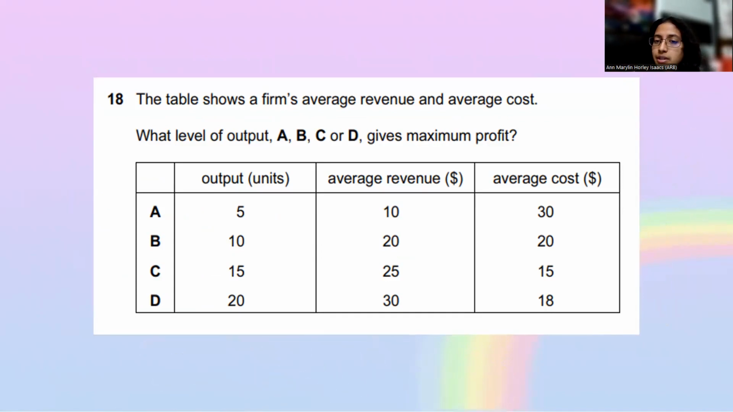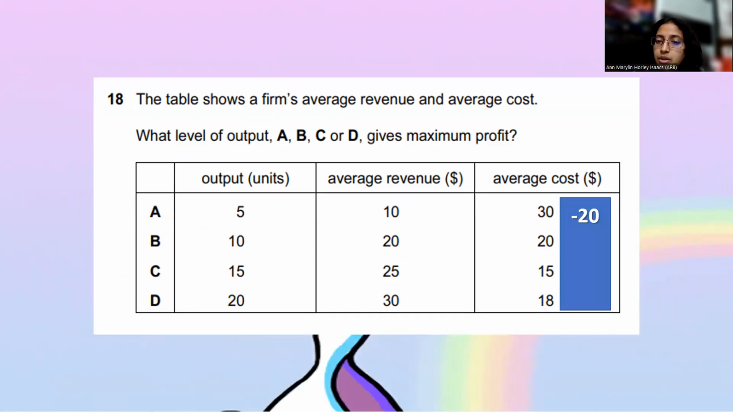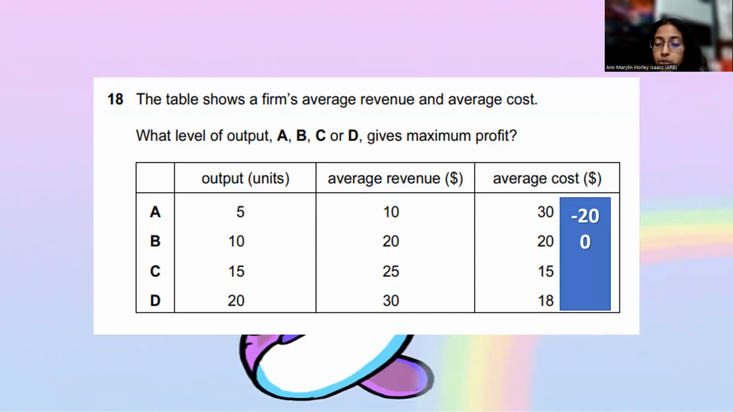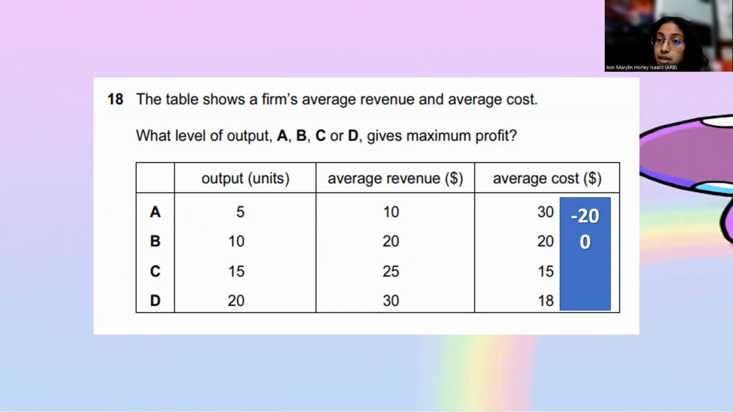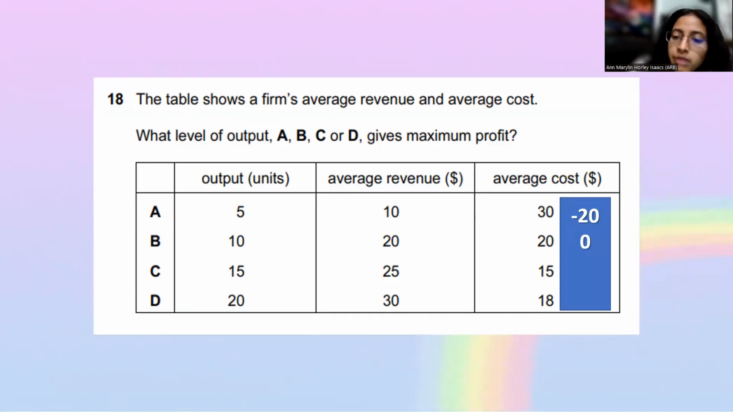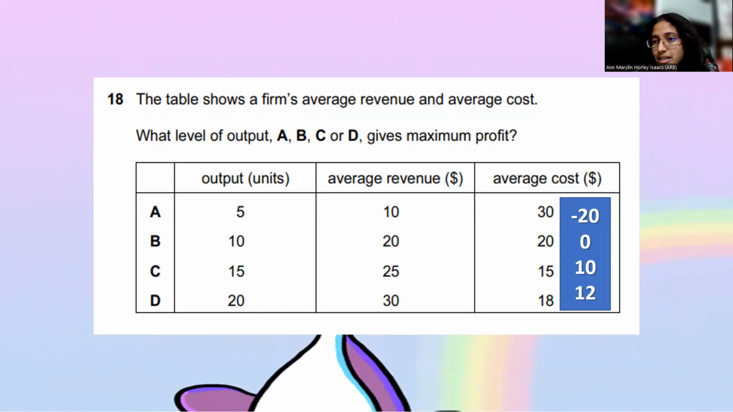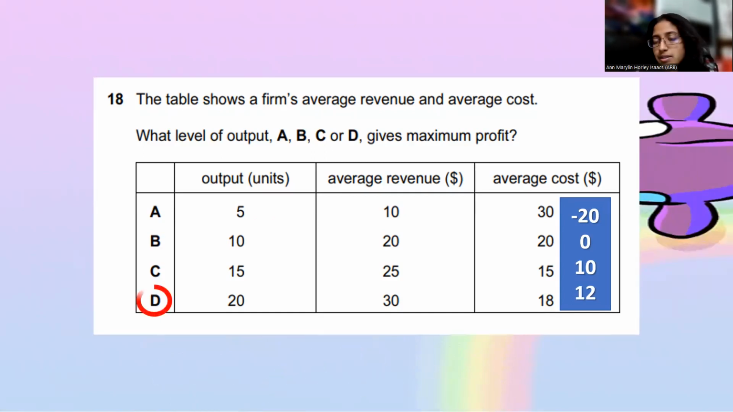If you look at A, 10 minus 30, you get negative 20. B, 20 minus 20 gives you 0. So I'm just going to say break even. C, 25 minus 15 gives you a profit, but it's 10. But if you look at D, 30 minus 18 gives you 12. It's a slightly larger margin. So that would be the answer.